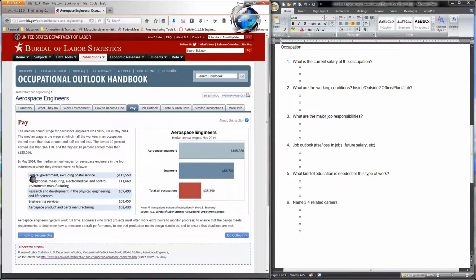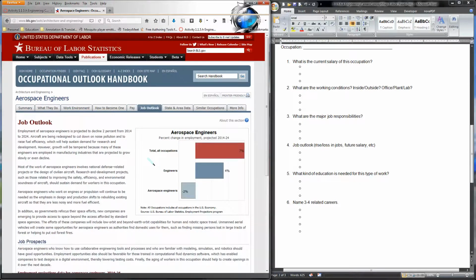And the people who work in aerospace engineering, if they work for the federal government, excluding the post office, would make an average of $113,000. So depending on where you work, you're going to make a different amount of money. Those are some pieces of information you can use for the pay.